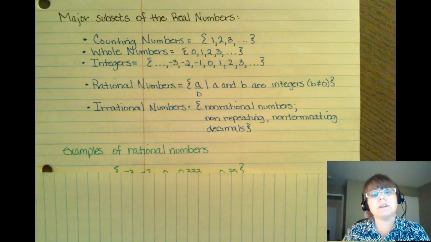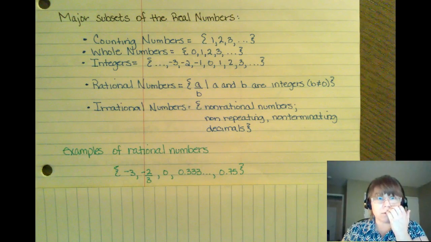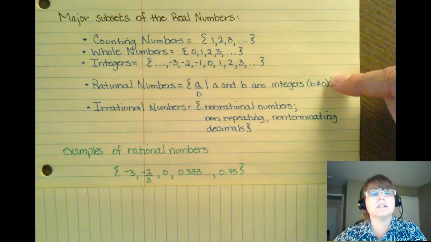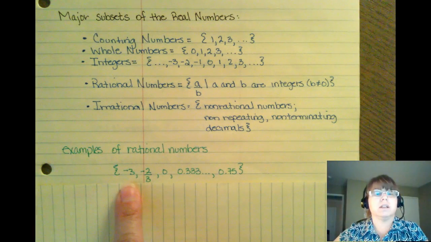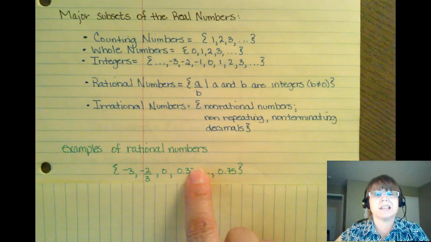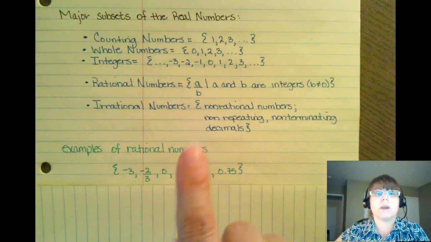So let's see a couple of rational numbers: -3, -2/3, 0, 0.333, and 0.75. Now, remember the definition of our rational number was anything that looks like a over b where b is not 0, and a and b are integers. Well, I don't know. -3 doesn't have anything in the denominator. 0 doesn't have anything in the denominator. There's a decimal, and there's another decimal. How are these actual rational numbers?